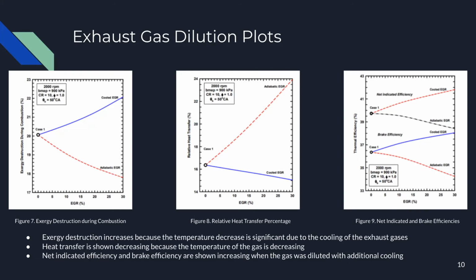And with the adiabatic EGR system, there's more heat transfer because the temperature of the gas is obviously increasing. In the final figure, figure 9, with the increase in EGR, the brake efficiency and overall net indicated efficiency increase over percentage increase of EGR, while the adiabatic test engine shows decreases in both brake and thermal efficiency.